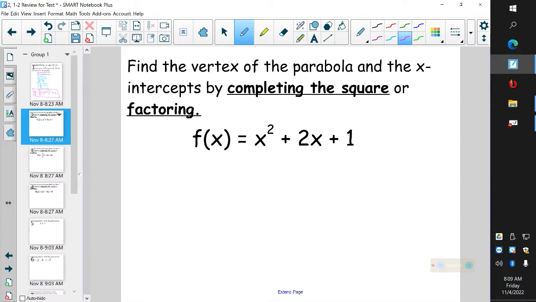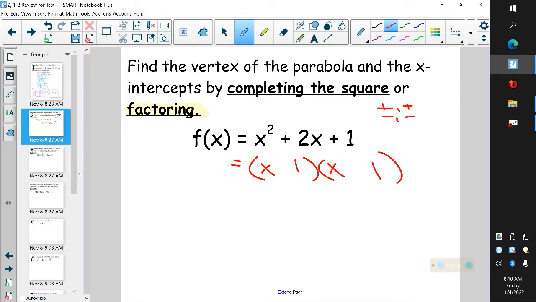Okay? So what do I do first? I need to look at this thing and I need to ask myself, which one is easier, completing the square or factoring? Factoring is always your go-to. It takes less time every single time. So you're going to say, okay, can I factor this thing? Well, I'm going to put it in two binomials and break down x squared into x and x. Factors of 1? 1 and 1. I need to have a positive one, so that's plus plus or minus minus.